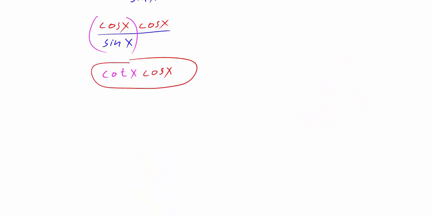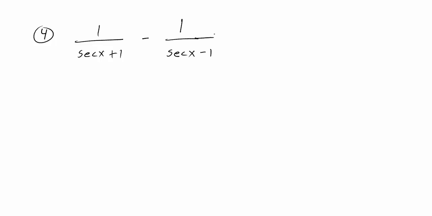Okay, so now we look at our next example. We have 1 over secant x plus 1 minus 1 over secant x minus 1. And once again, we have two fractions. In this case, we're subtracting. So in order to combine these together, we need a common denominator. So that means we need to represent each of these factors. So that's going to be our common denominator, secant x plus 1 and secant x minus 1.